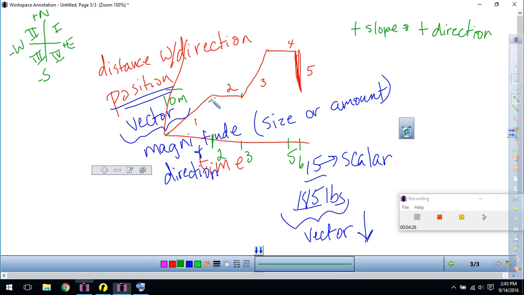So this is going in some positive direction. It's a positive slope. Well, if I want to know the value of that slope, we know it's rise over run.